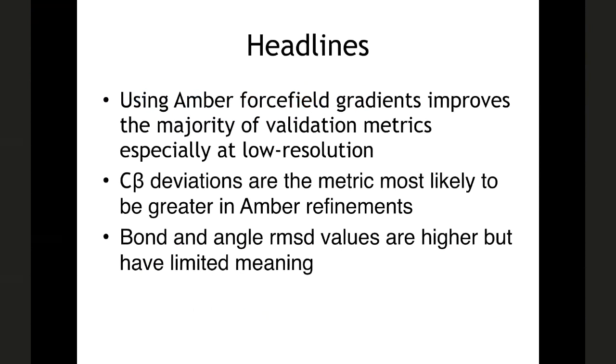An aside is that bond and angle RMSDs are higher, but this has limited meaning, because the RMSDs are calculated between the resulting values in the geometry compared to the ideal values of the conformation-dependent library and Engh and Huber. So these are the standard ideal values that are used in standard refinement, and the Amber values are different. And so the RMSDs are different.